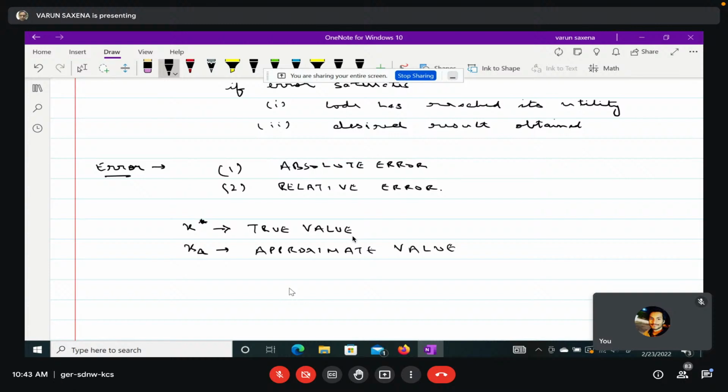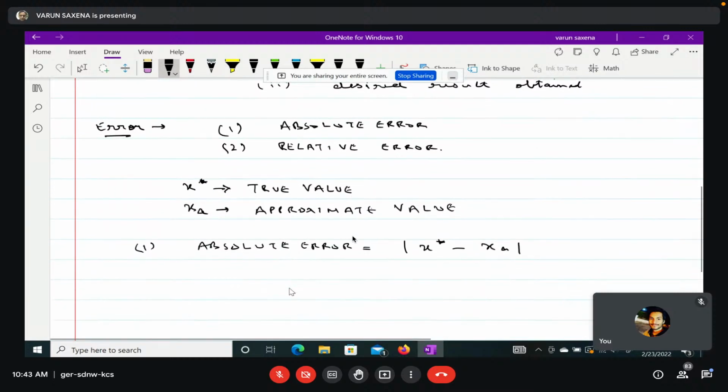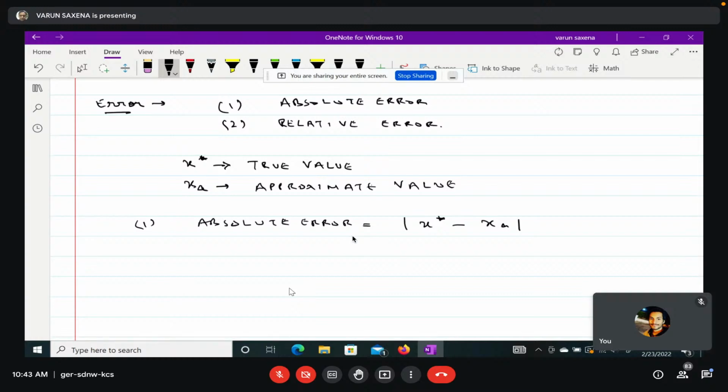Okay. So in that case, absolute error will be mod of x true minus mod of xa. Simple enough. Something that we have used in the problem that we did. Okay, so this is the absolute error.